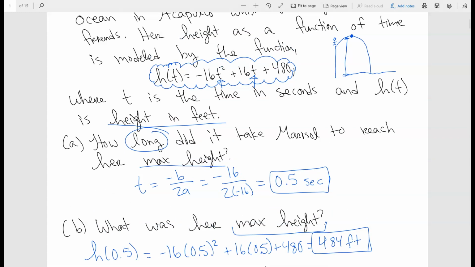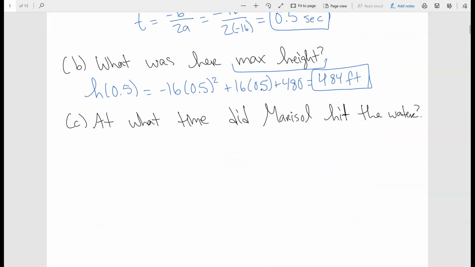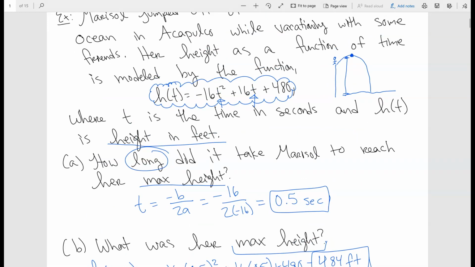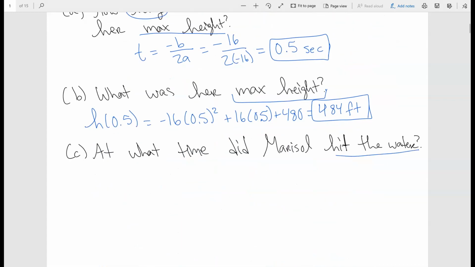Okay. And now let's look at the last question. At what time did Marisol hit the water? Okay, so we know that in half a second, she's going to reach this point. So how long will it take for her to dive into the water? Well, when she's in the water, how high is she? Well, she's zero height, right? Because she's landed into the water. So her height is 0 when she hits the water.